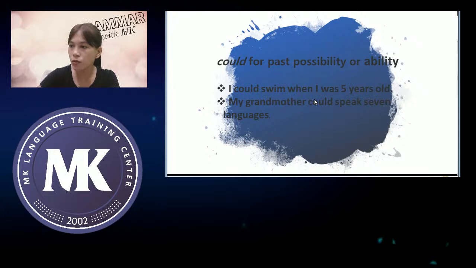Okay, so could for past possibility or ability. Basically, this is really the past tense only of can. For example, I could swim when I was 5 years old. My grandmother could speak 7 languages. This is just really the past tense of can for possibility or ability.